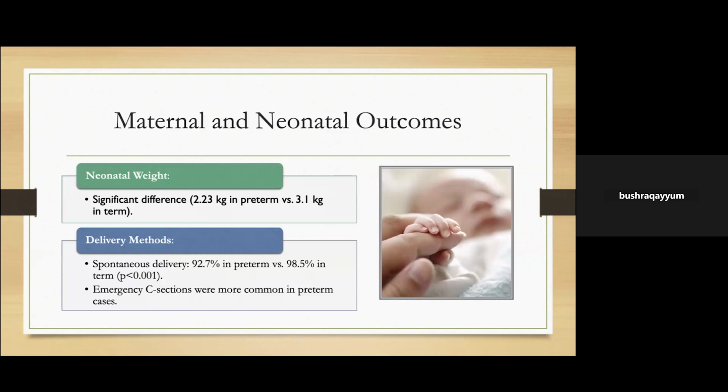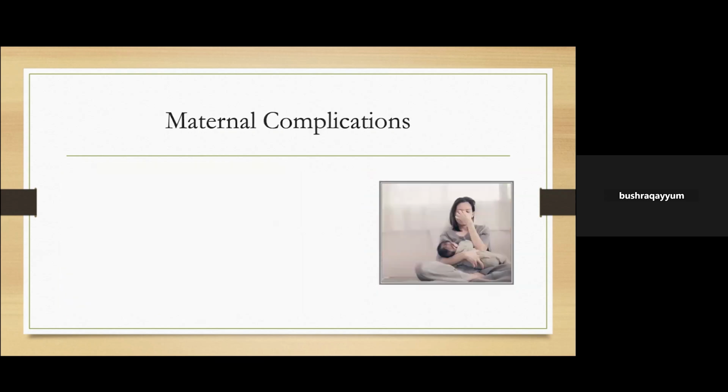Okay, so now I will go to the neonatal outcomes. There is a significant difference between the neonatal weight. The average weight in preterm fetuses is 2.23 kilograms compared to 3.1 average weight in term infants. And in the delivery mode, spontaneous delivery was seen in 92.7% in preterm versus 98.5% in term. And emergency cesarean section were more common in preterm infants.